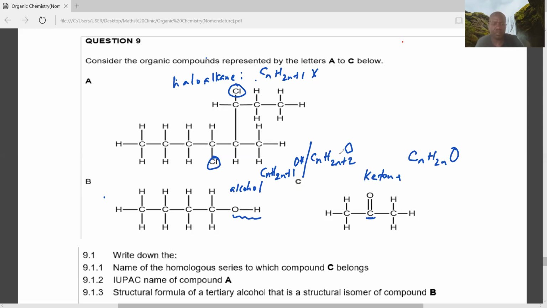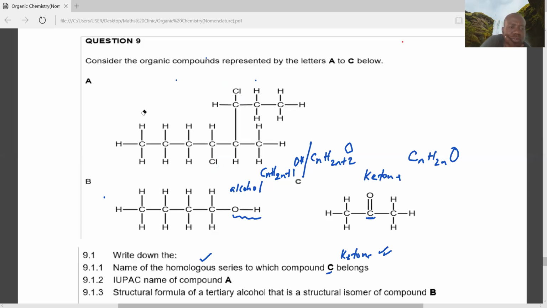Okay? The first question says, write down the name of the homologous series to which compound C belongs. C is a ketone. It belongs to the ketones. Next, the IUPAC name of compound A. We want to give the name of compound A. Halo-alkane. Let's do the naming.